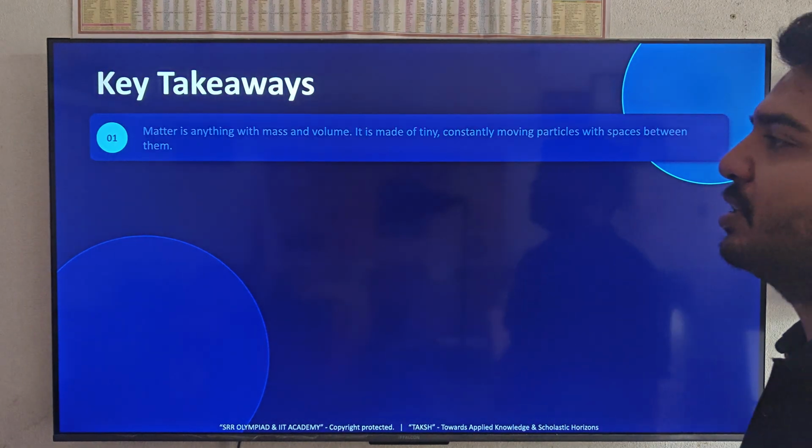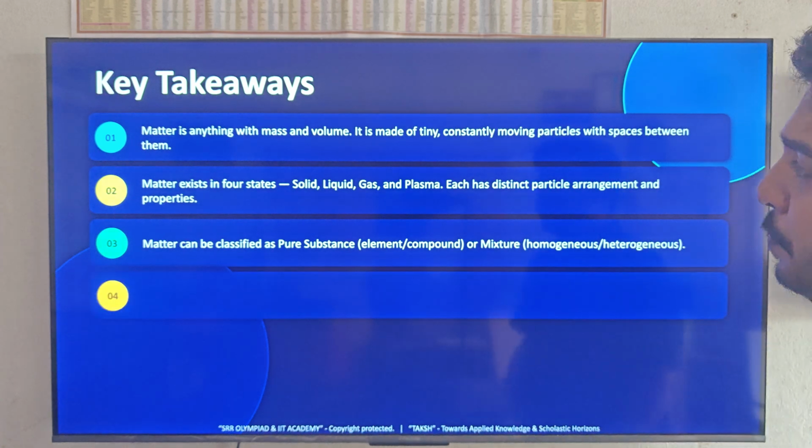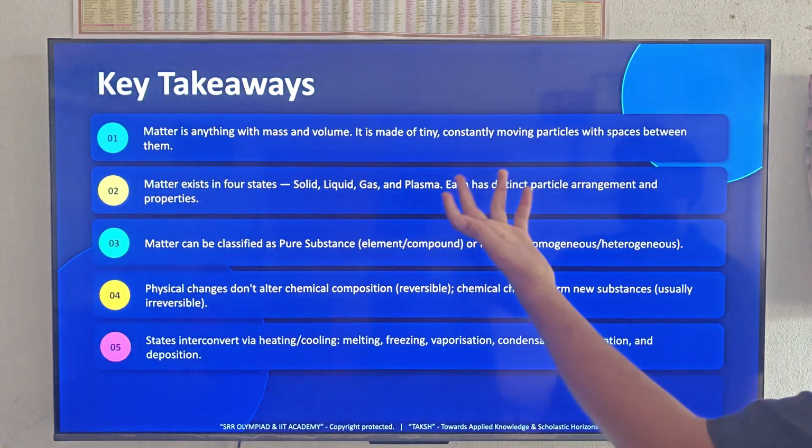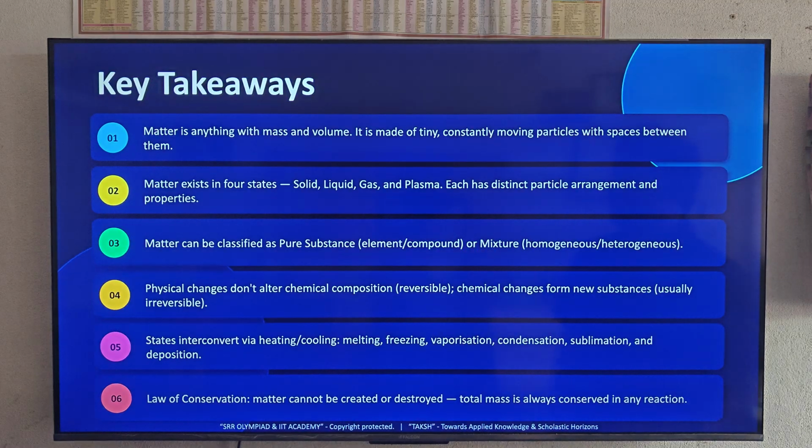So to summarize our class, there are six major key points. First, matter is anything with mass and volume. It is made of tiny, constantly moving particles with spaces between them. Matter exists in four states: solid, liquid, gas, and plasma. Each has a distinct particle arrangement and properties. Matter can be classified as a pure substance or a mixture. Physical changes don't alter chemical composition. Chemical changes form new substances.